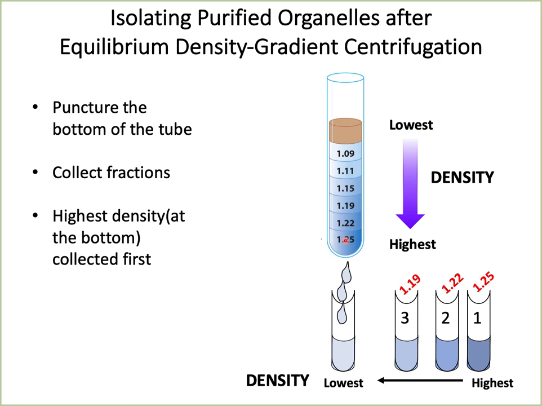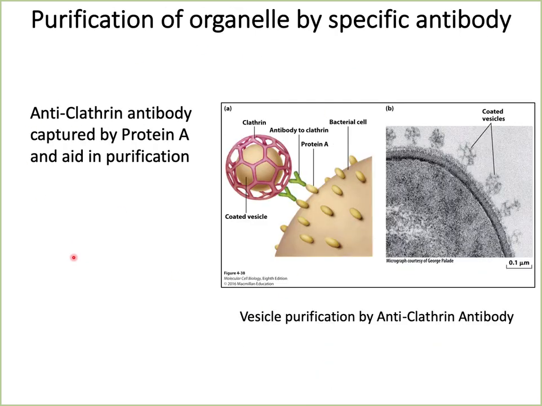You puncture the bottom of the tube and start collecting the fractions drop by drop. We start from here, then here, then here, and so on. You collect a set volume into different tubes, for example 100 microliters in one tube, another 100 microliters in the second tube, and so on. Once you identify which tube has your organelle of interest, you can conduct biochemical and functional studies on your purified organelle.